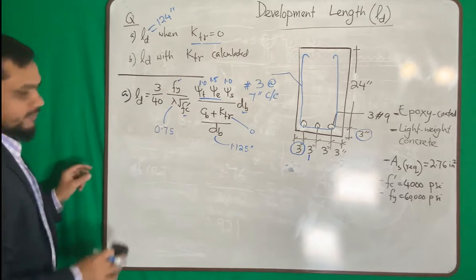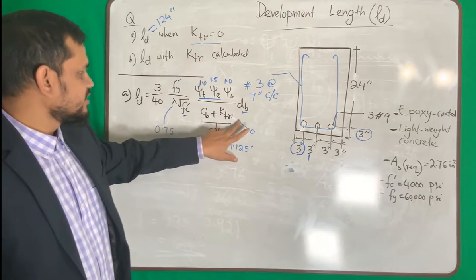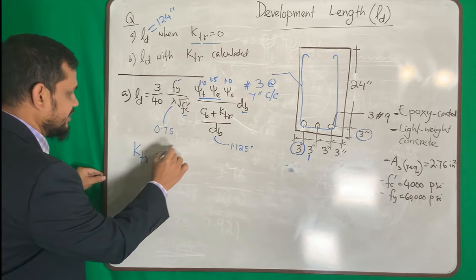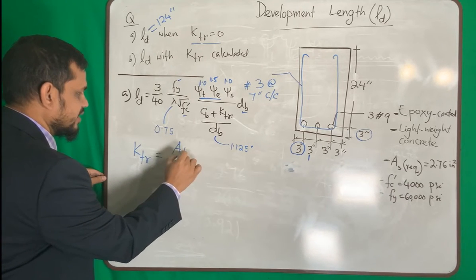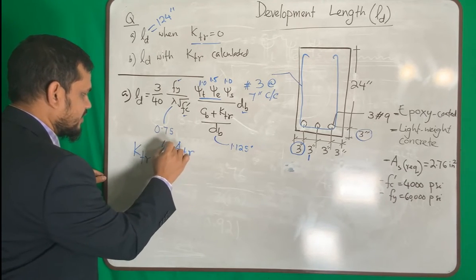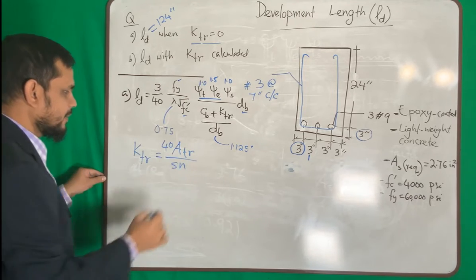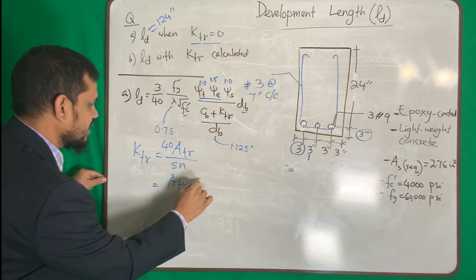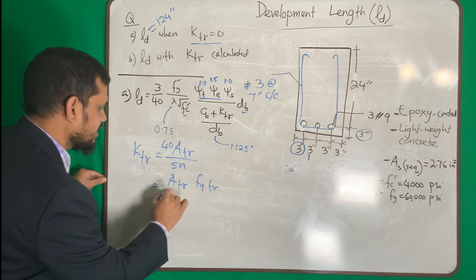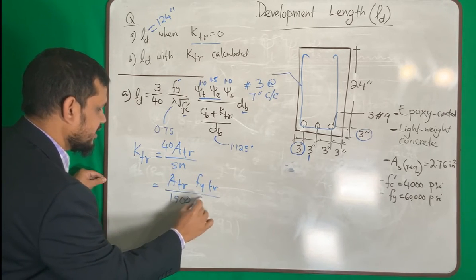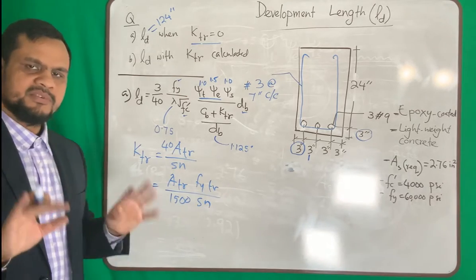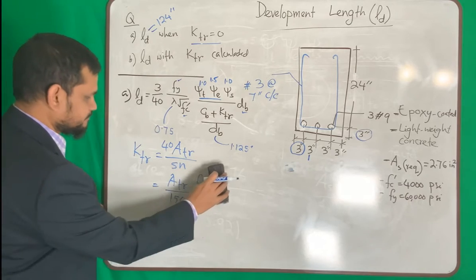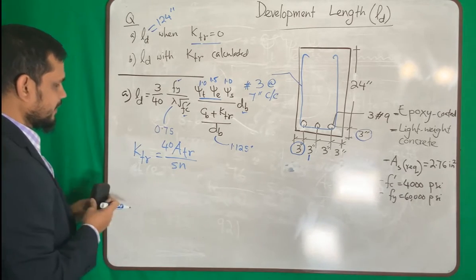So this time my KTR is not 0. We have to calculate KTR. Now how to calculate KTR? If you can remember, you can do it this way: 40 ATR over SN. This is one equation, or you can use this equation: ATR FYT over 1500 SN. Both equations will give you the same answer, so you can use any one. Say I am using this one.